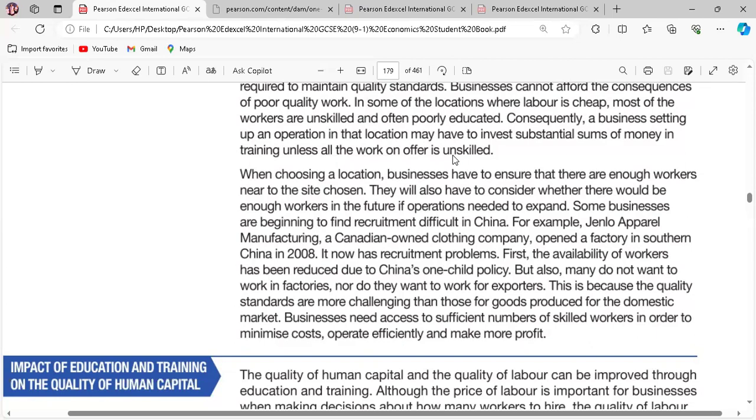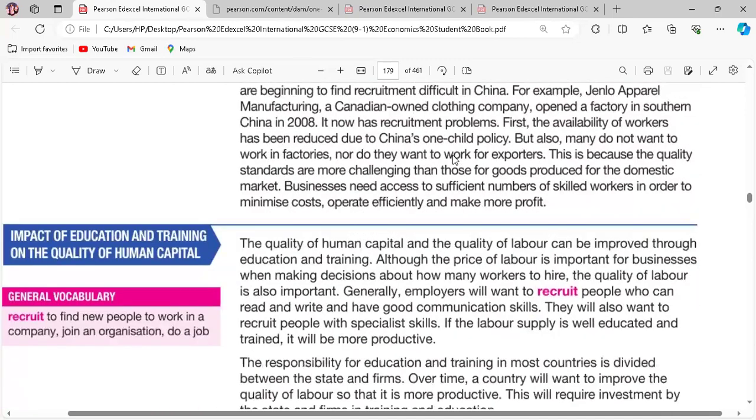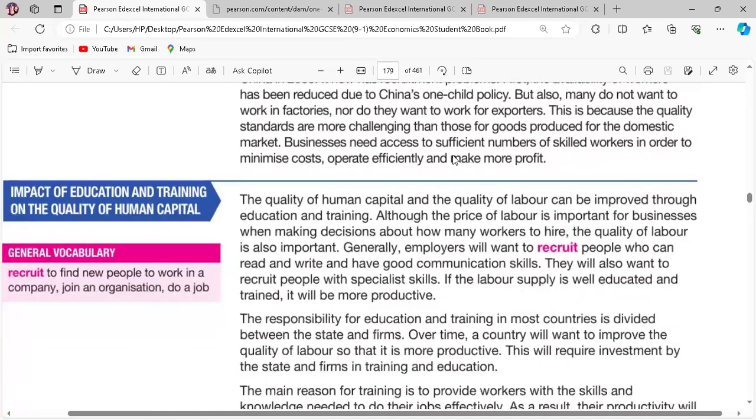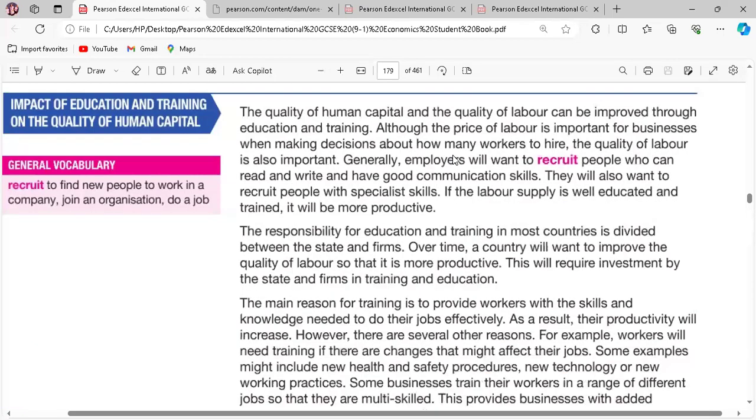If not, then it should also put it in consideration to try to find a location that will guarantee future recruitment of employees. That's the point there. Then the impact of education and training on the quality of human capital. The quality of human capital and the quality of labor can be improved through education and training.